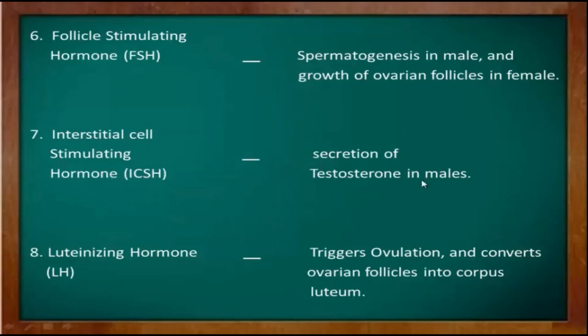Next one is luteinizing hormone or LH. This one triggers ovulation and converts ovarian follicles into corpus luteum. In male, it promotes the Leydig cells of the testis to secrete the male sex hormone testosterone. In female, it causes ovulation, is responsible for the development of corpus luteum and the production of the female sex hormones estrogen and progesterone.